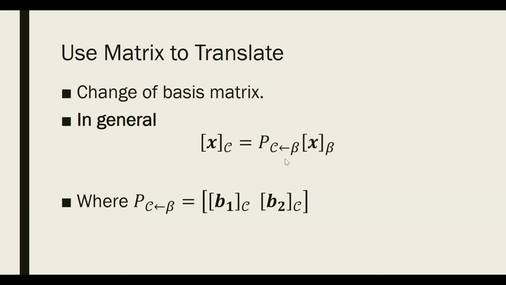And it's nice to find this change of basis matrix. All we have to do, if we're going from B to C, is write the elements of the bases as column vectors written with respect to basis C. Okay, so just like we saw earlier, the columns are basis elements from B written with respect to basis C.